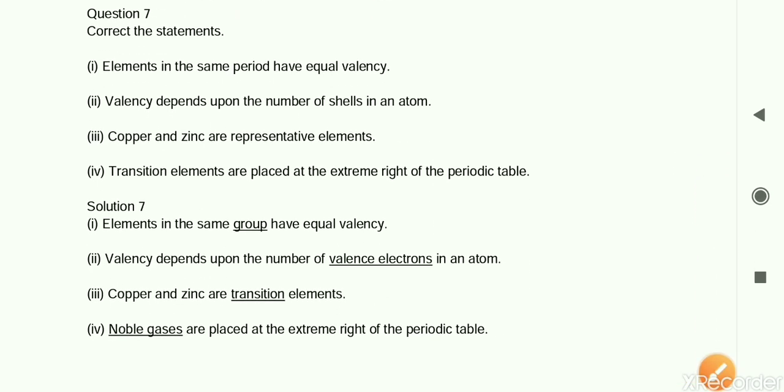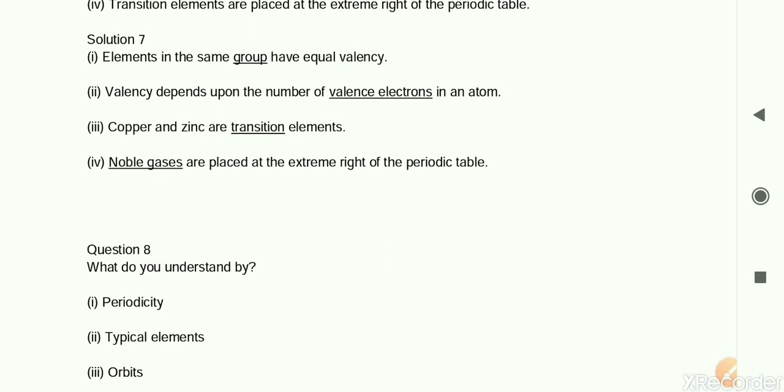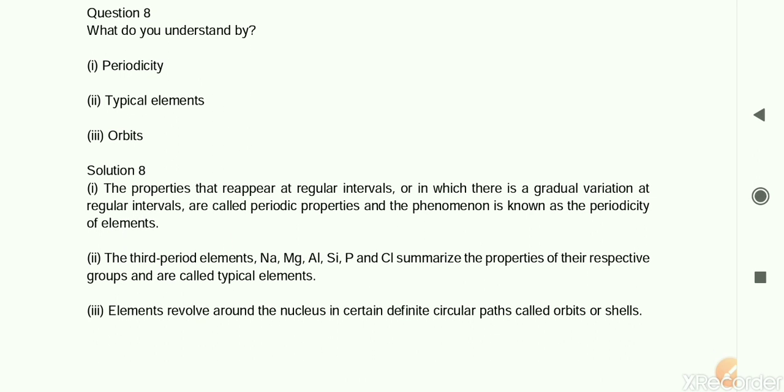Question number 7 is correct the statement, just point out the mistakes. I have underlined there wherever the change has come. You can see it for yourself. Question number 8 is also theoretical. You can see the answers. If you need, you can pause the video and note down.